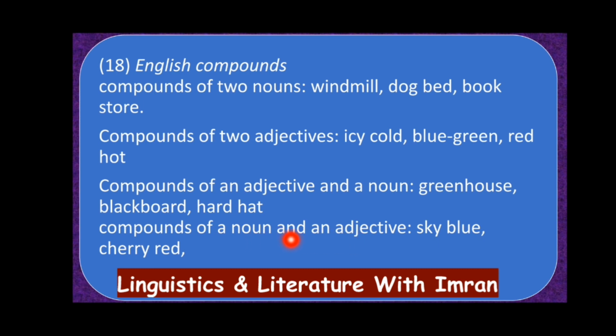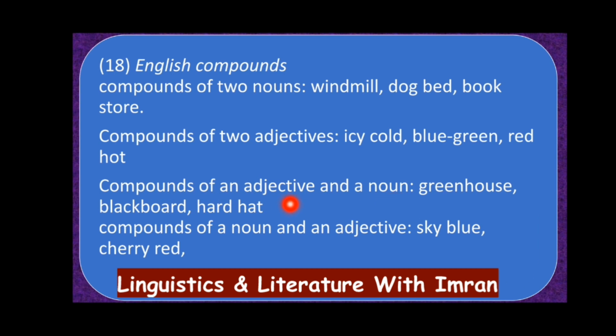So what did we get from this slide? You can see that compounds are formed by adding noun plus noun. You can see wind and mill. Wind is a noun and mill is also a noun, so here we have two nouns. Similarly, dog bed is also two nouns, and bookstore also two nouns. A compound can be composed of two adjectives, like icy, which is an adjective, and cold, which is also an adjective. Blue is an adjective and green is also an adjective. Similarly, a compound can also be formed with the help of an adjective and a noun.